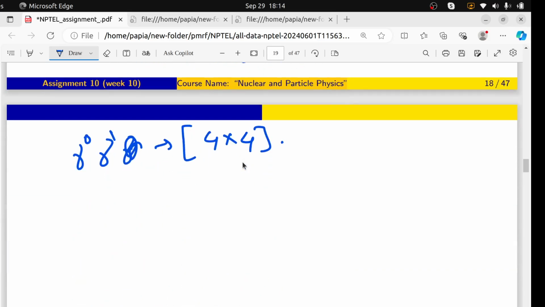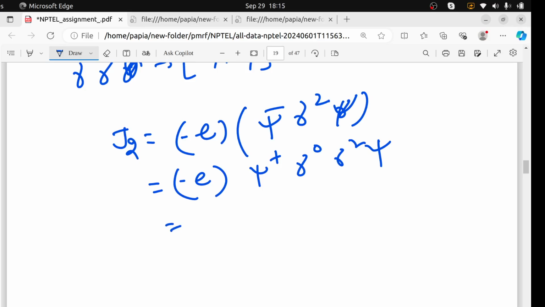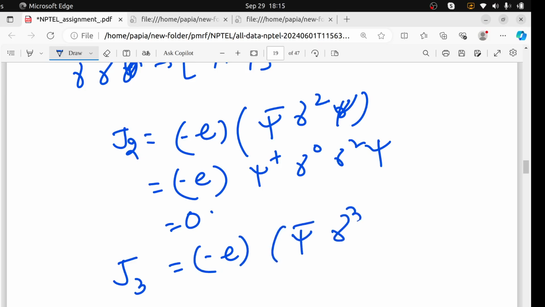Similarly, J2 will be minus E psi bar gamma 2 psi. Again the same thing: psi bar gamma 0 gamma 2 psi. Just check this one also, and it will come as 0. Again, J3 is psi bar gamma 3 psi.